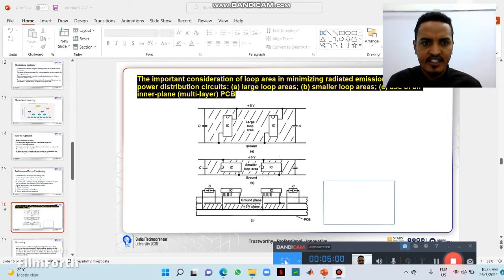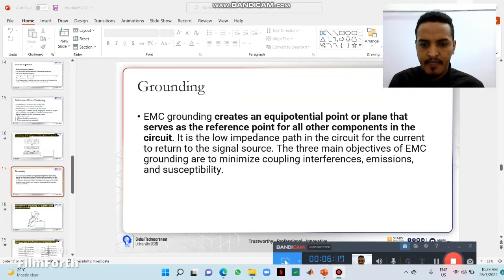This picture shows the important concept of loop area in minimizing radiated emission of the power distribution circuit: large loop, smaller loop, and use of an inner plane in a multilayer PCB. This shows the loop area, the smaller loop area, and the ground plane.